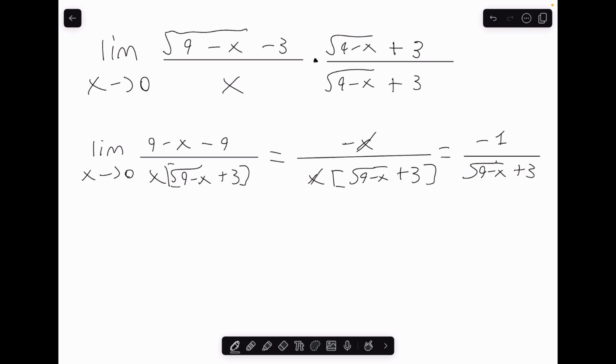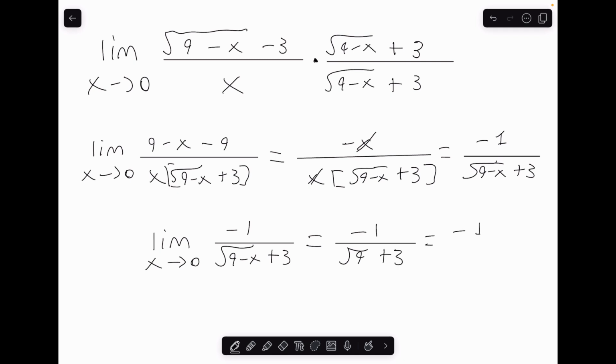So now we have finished canceling and we can compute the limit. The limit of negative 1 divided by the square root of 9 minus x plus 3 as x approaches 0 computes as negative 1 divided by the square root of 9 minus 0, so square root of 9 plus 3. This is equal to negative 1. Square root of 9 is 3, so we have 3 plus 3 in the denominator, which is 6. So the limit as x approaches 0 is just negative 1 over 6.